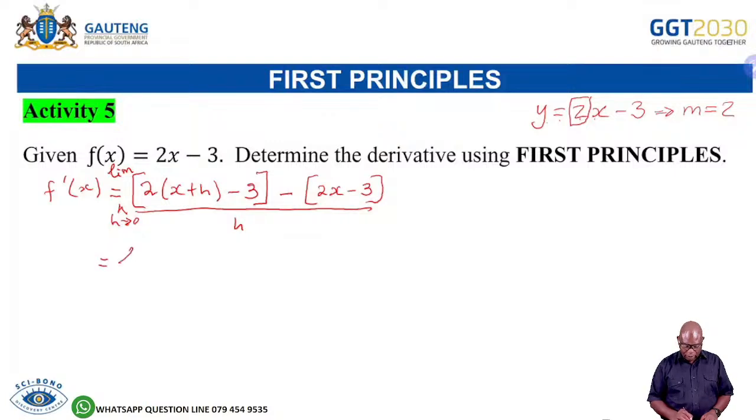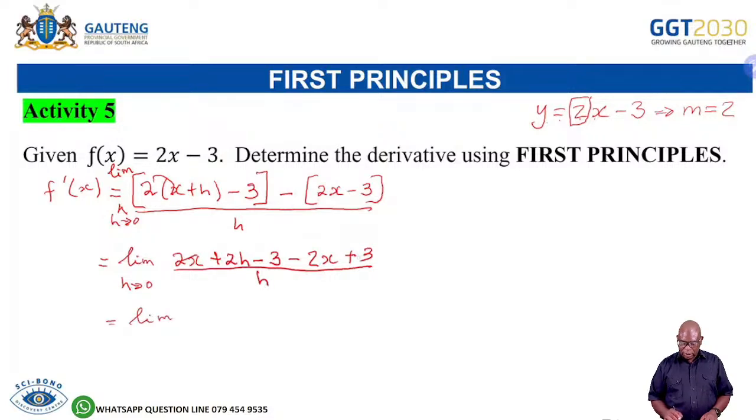So therefore, it will be the limit when h is approaching 0 of 2x plus 2h minus 3, negative times positive is negative 2x, negative times negative, it's positive 3, everything there divided by h. Then I simplify this. I think 2x and the minus 2x will be 0. Subtract. What else gives us 0 there? Minus 3 and plus 3 will also give us 0.